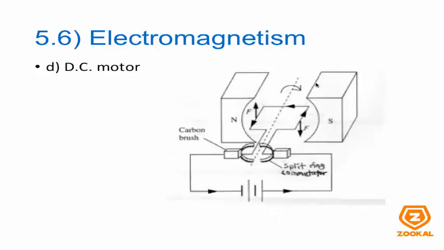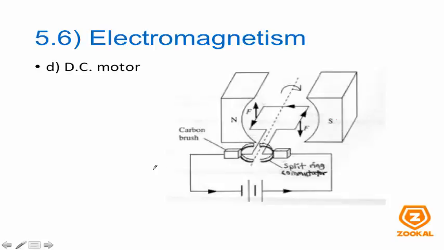Part D, the last segment of electromagnetism. So I'm going to teach you about the DC motor. The DC motor works on the basis of creating a force due to the interactions of two magnetic fields, one from the wire, the current flowing through the wire, and the second through magnets, such as over here.